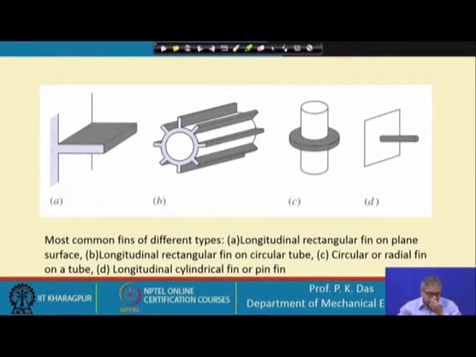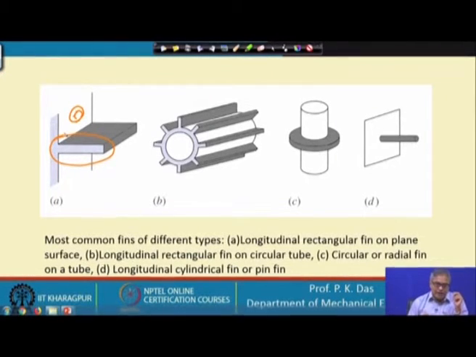Some of the common fins I have shown. Let me try to explain certain things over here. So, let us say this is the primary surface, and on this primary surface I have added some sort of a secondary surface or extended surface. So, this is our fin.